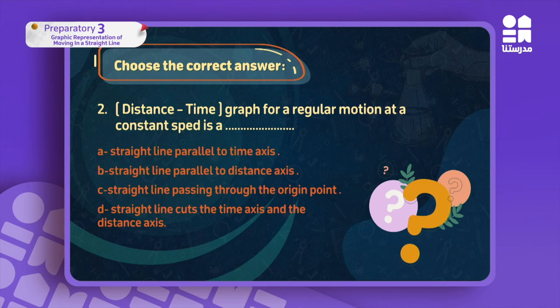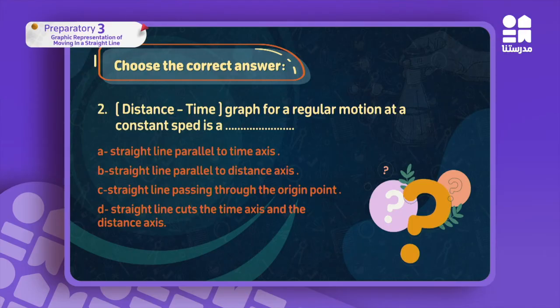So لو أنا عايزة represent regular motion أو regular speed هختار مين؟ straight line parallel to the time axis ولا straight line parallel to the distance axis في حاجة اسمها كده ولا straight line passing through the origin point ولا straight line cuts the time axis and the distance axis. بالظبط, makes sense, we said it multiple times. هتبقى الانسر straight line passing by the origin points أو through the origin point.